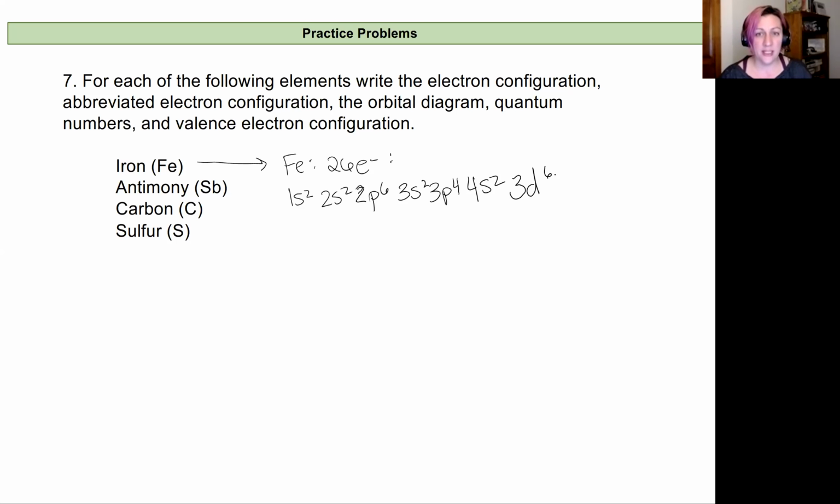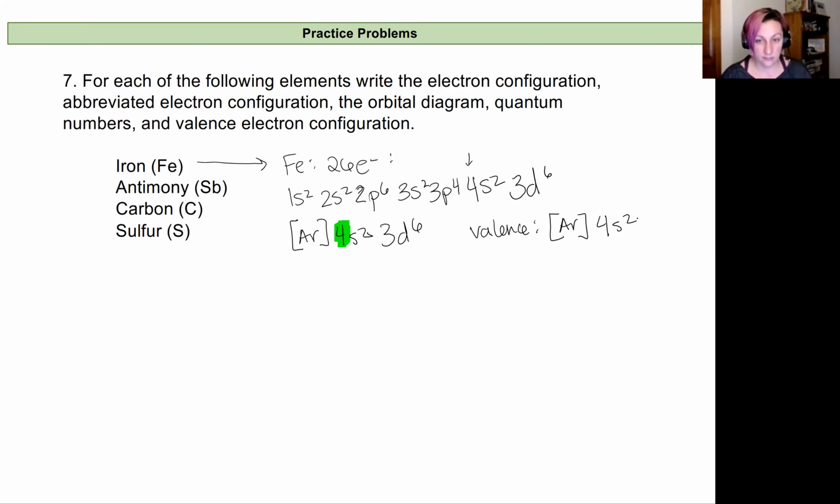To report the abbreviated one, we would go to the noble gas in the 4th period, and that's going to be argon, and it'll have the abbreviated configuration of argon 4s2, 3d6. Now, if I wanted to do the valence only, then I would be focusing in on that highest quantum number, which is the 4.